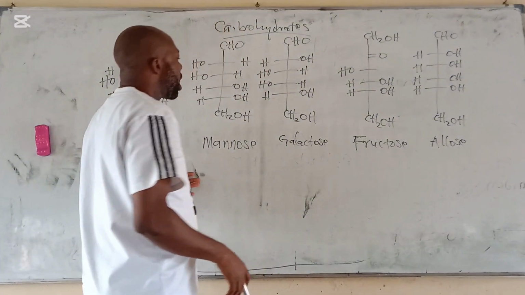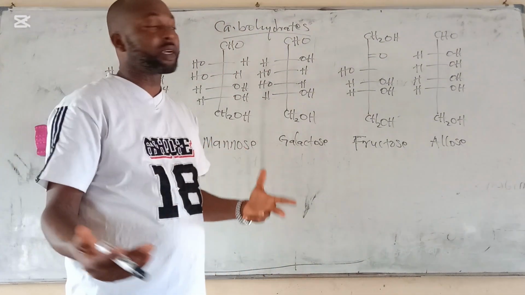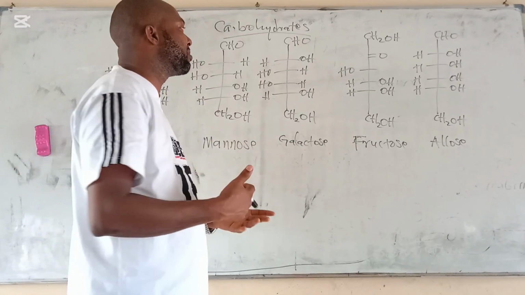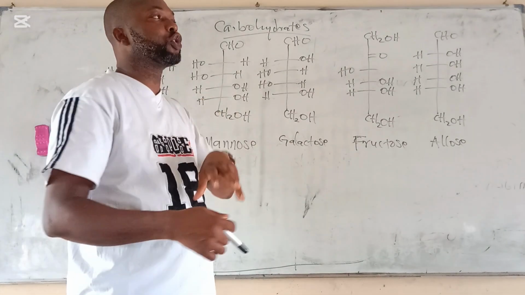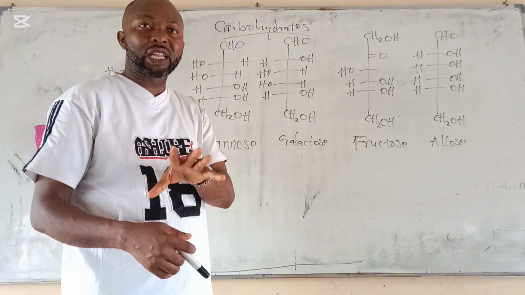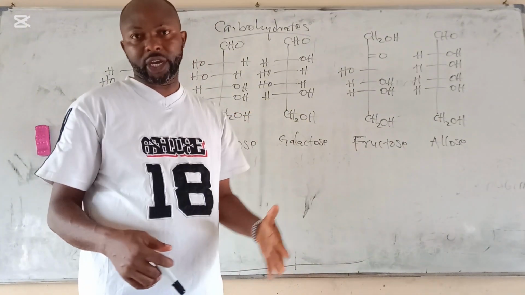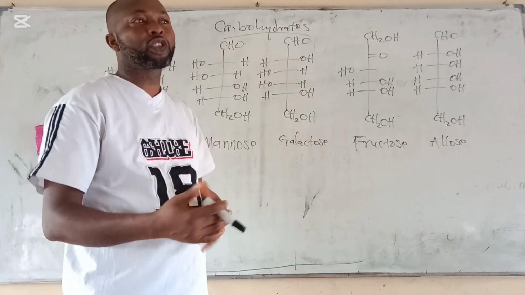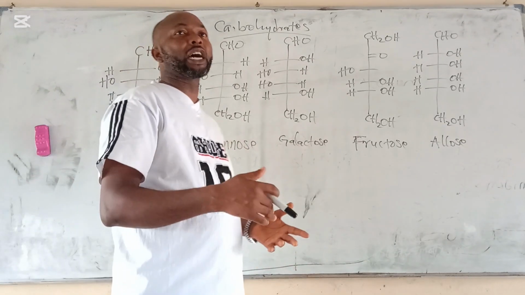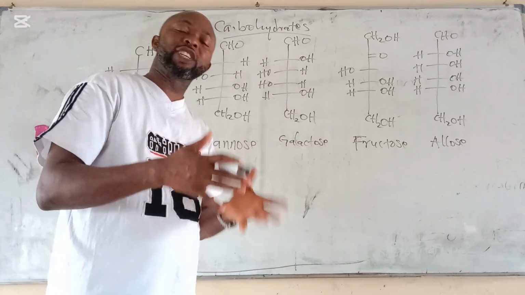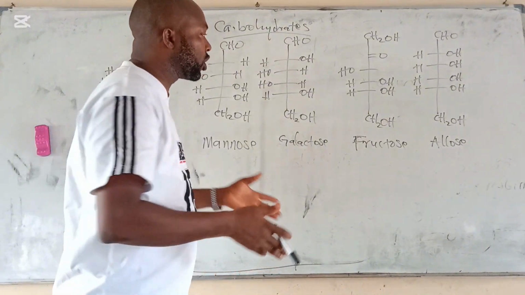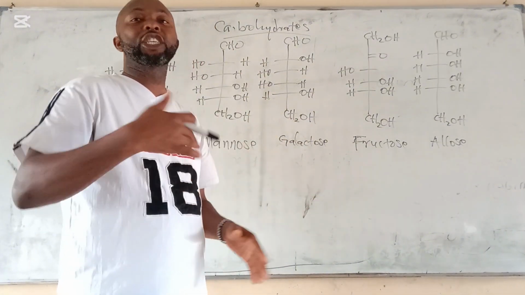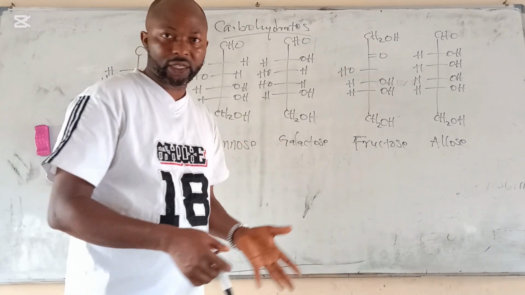Now, due to isomerism, all of them exhibit enantiomerism. Enantiomerism means that they have the ability to rotate plane polarized light when light passes through them. Most of them rotate the light to the left, while some rotate to the right. Those that rotate to the right are called dextrorotatory, while those that rotate to the left are called levorotatory. So we have the D sugars and the L sugars.